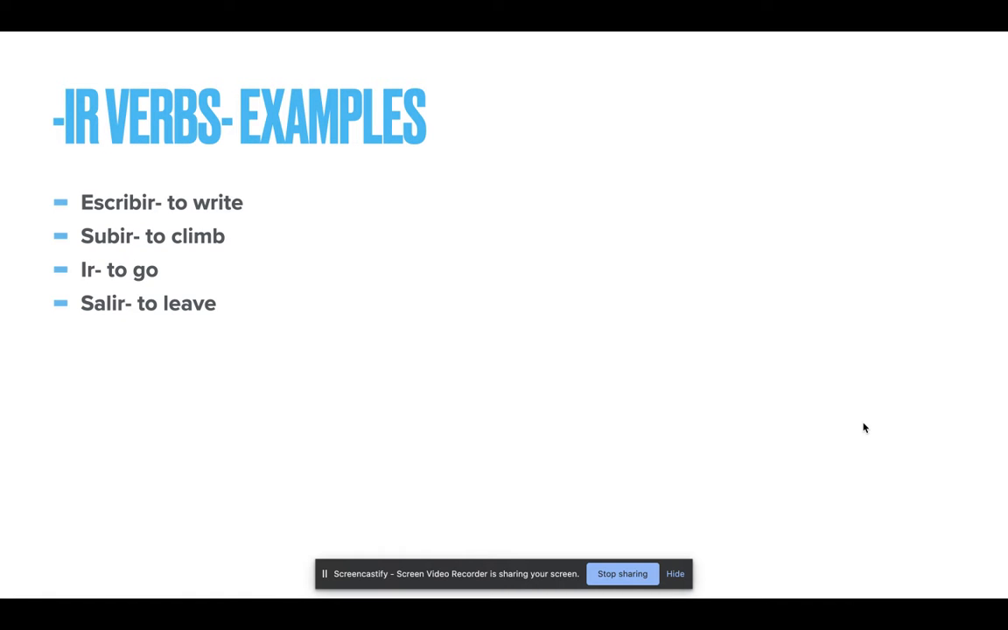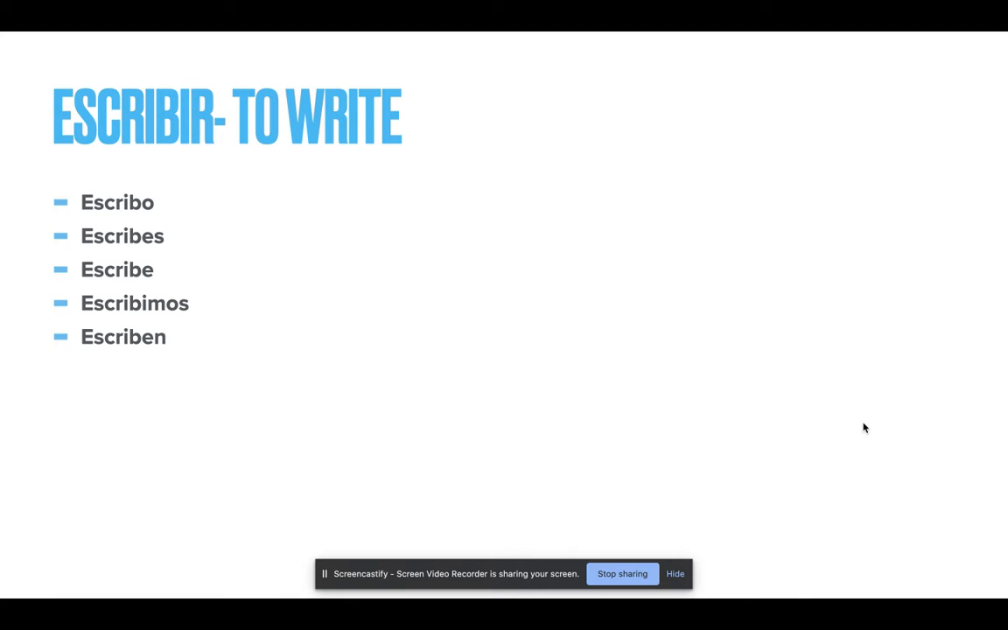Okay, and lastly, we have IRs. So for IR, I have escribir, to write, subir, to climb, ir, to go, and salir, to leave. So if you wanted to conjugate escribir, you would take off the IR, and then we're going to add for yo an O, so it's escribo. For tú, you add ES, so escribes, él, ella, usted, add an E, escribe, nosotros, nosotras, add IMOS, escribimos, and ellos, ellas, ustedes, escriben, you add an EN.